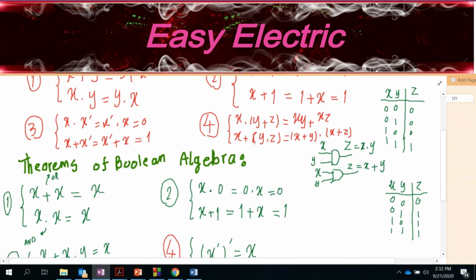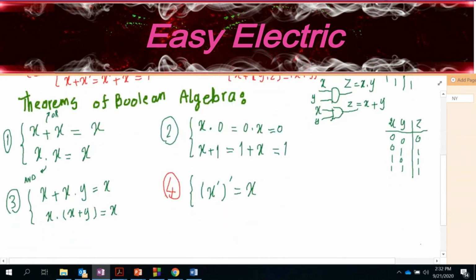You have similar things for the OR, and you can distribute OR inside the parentheses: x or (y and z) equals (x or y) and (x or z). Okay, so this is number 4.